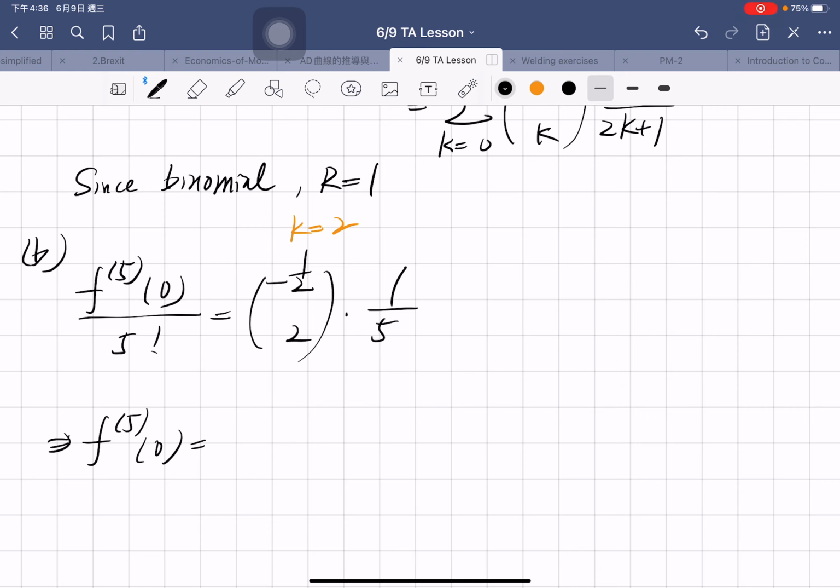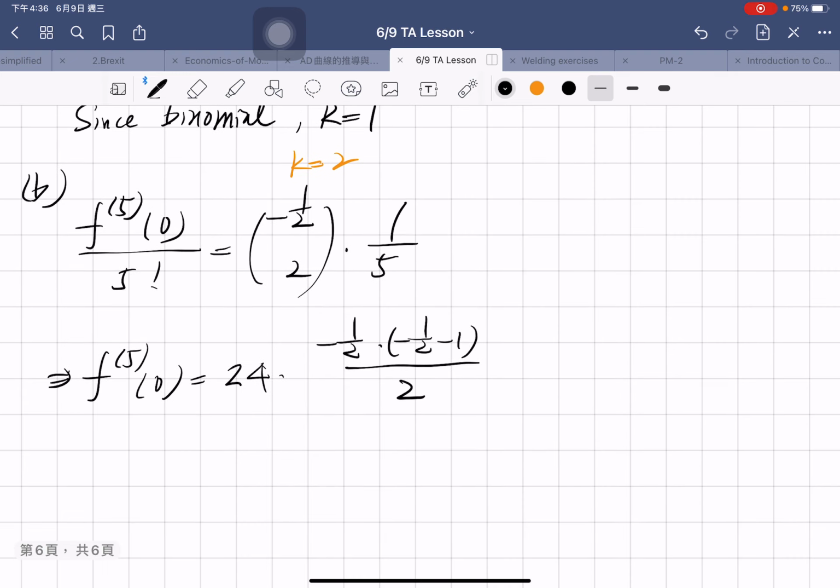It will be 24, and subtract by, we compute the choose term, the combination term, and this will be 12 times the 9. Okay, so it will be 9, the end.